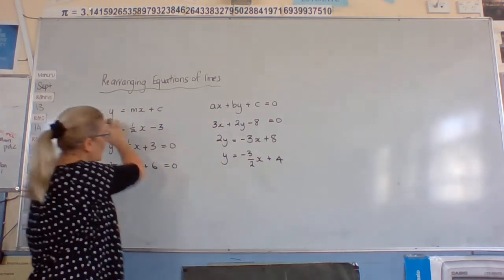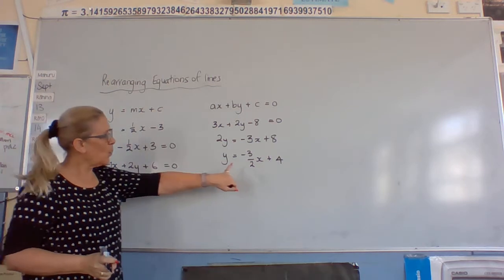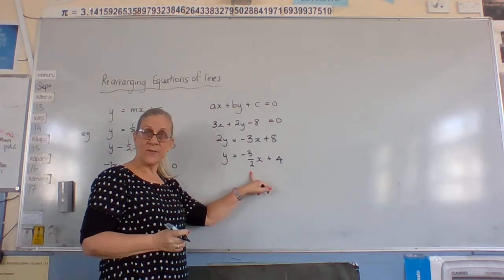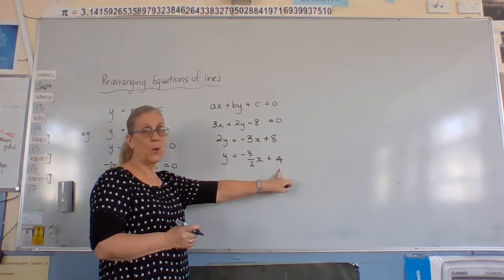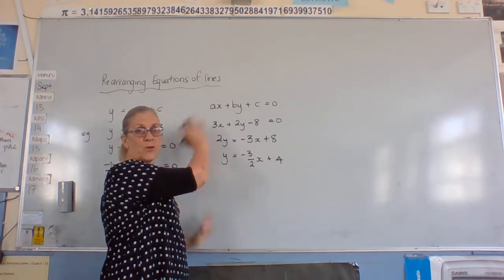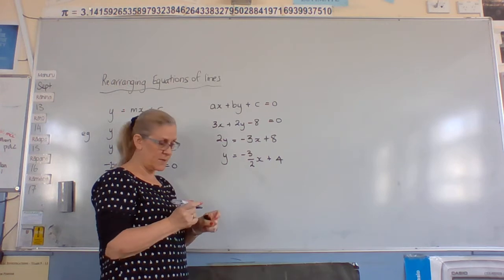So now we're in our y equals mx plus c. We can see that the gradient is negative 3 over 2, and we can see that the y-intercept is 4. So we need to be able to rearrange between these two forms of equations.